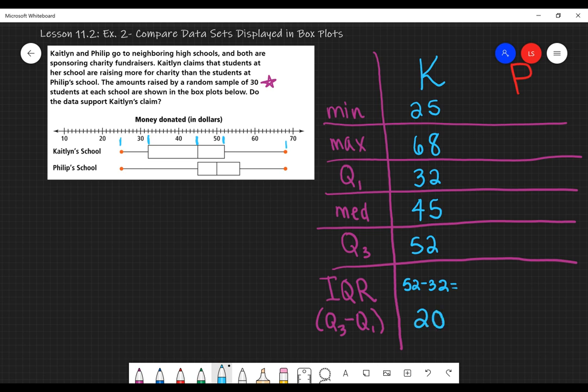And that represents the middle 50% of the data. So that's this section here. So IQR means that there's a range of $20 between quartile 1 and quartile 3.